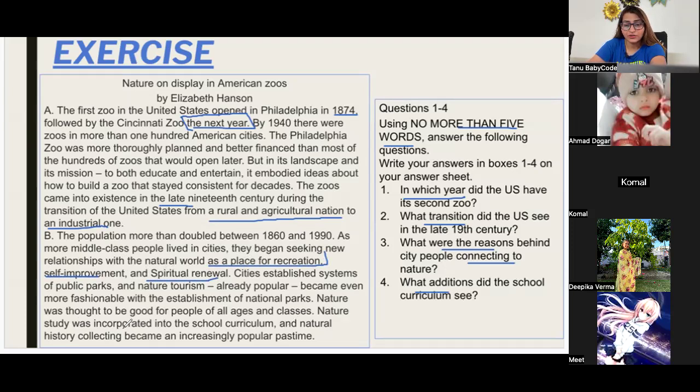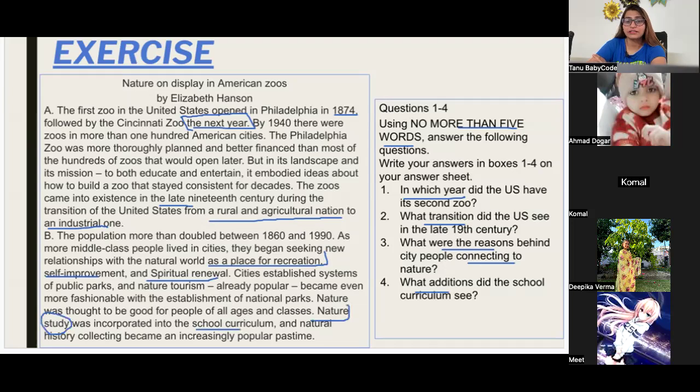What additions did the school curriculum see? Nature study was incorporated into school curriculum and natural history became an increasingly popular pastime. So what was introduced in the school curriculum? Nature study. It was incorporated, that means it was introduced in the school curriculum.